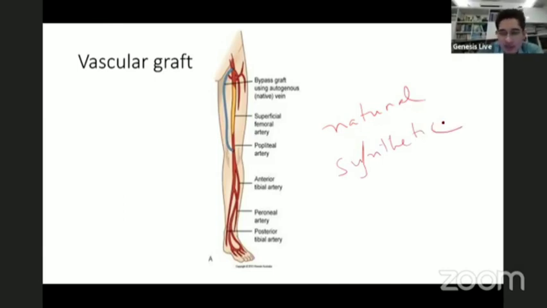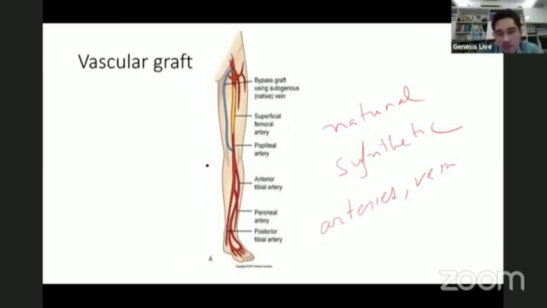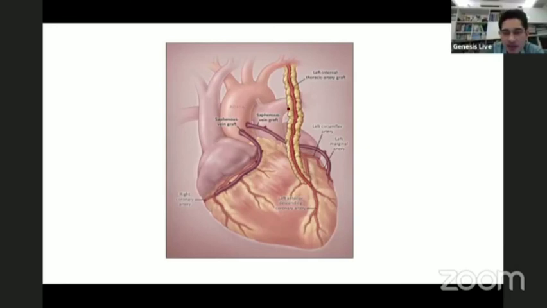Natural and synthetic. What do you mean by natural? Natural means our arteries and veins. For example, the commonly used vein is the saphenous vein. The great saphenous vein is being used. You can see over here, the saphenous vein. And arteries, for example, over here, you can see the internal mammary artery is being used. You can see both the great saphenous vein and the internal mammary artery.